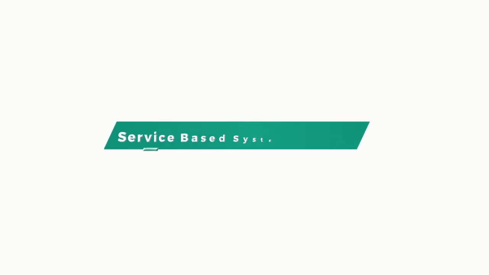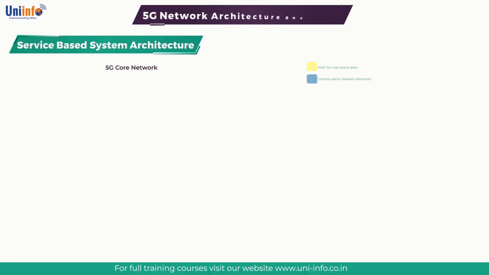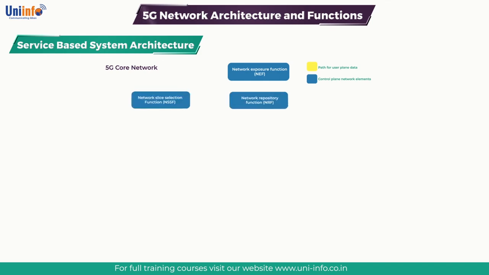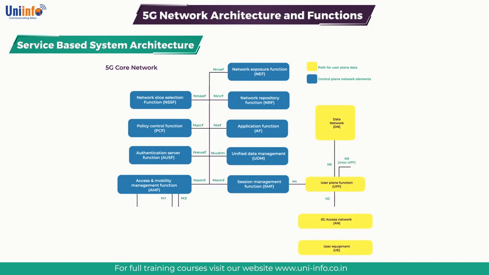Our next topic is service-based system architecture. The 5G system service-based architecture is presented in the figure shown on the screen. This architecture specifies a set of network functions (NF) and a common bus which interconnects those network functions. The service-based architecture is applicable to the control plane section of the 5G core network. The reference point architecture remains for the user plane section of the 5G core network.